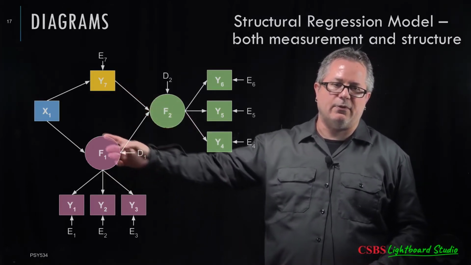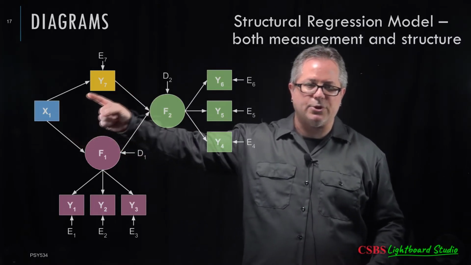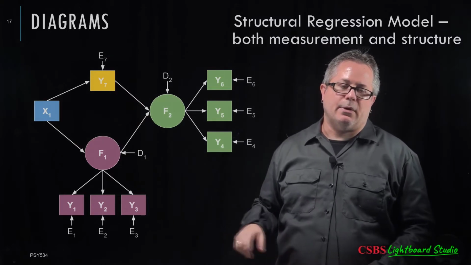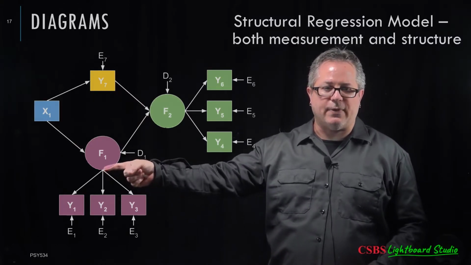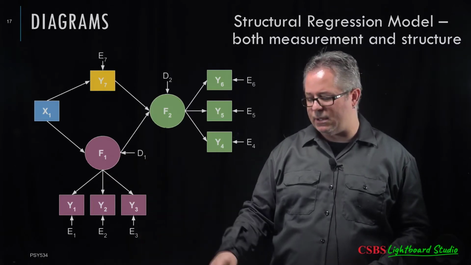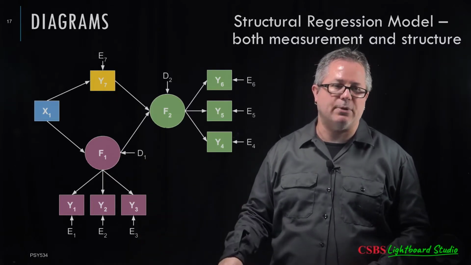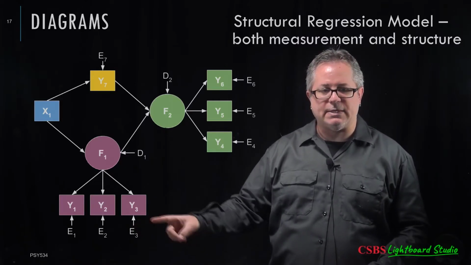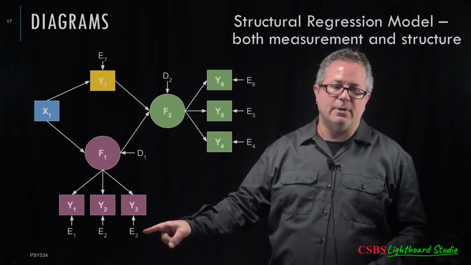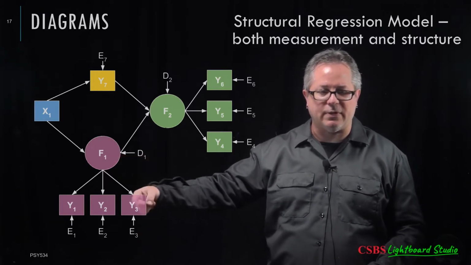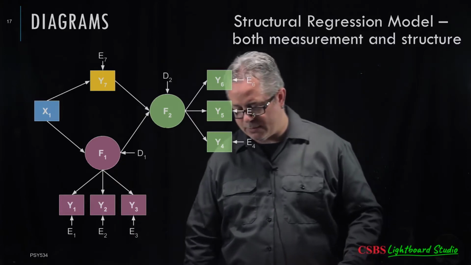Anytime you see a variable being predicted, where an arrow comes to it like this, there's going to be an error. That's an error in prediction. Even though it's the same kind of thing, because the factor is predicting this, the error is actually the unique variance. It's the measurement error, not the prediction error. It's the part of Y3 that isn't explained by the factor, or that isn't common with the other items.